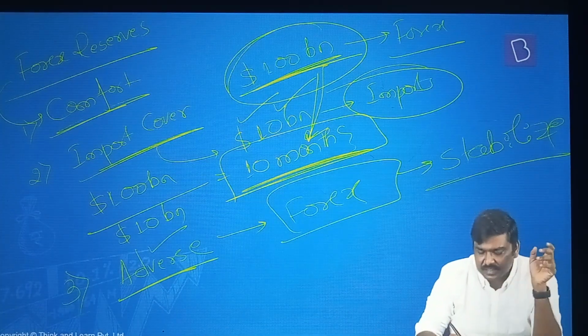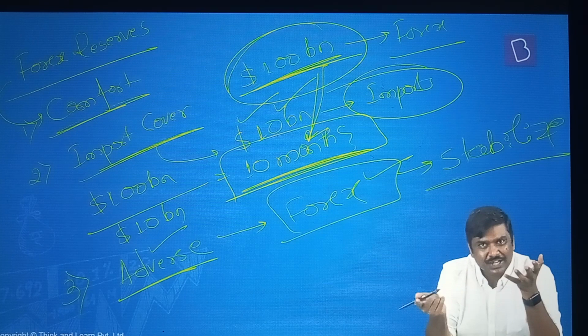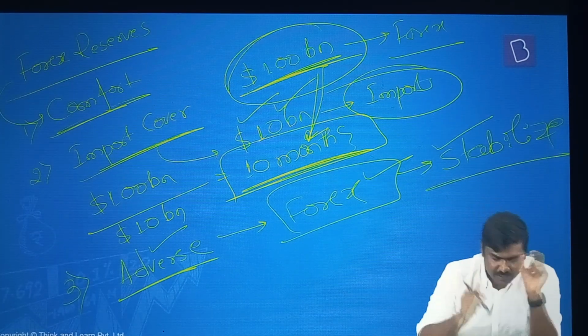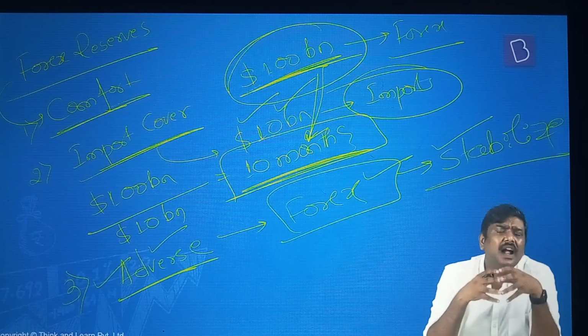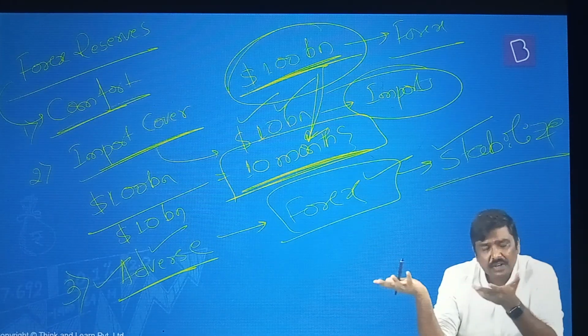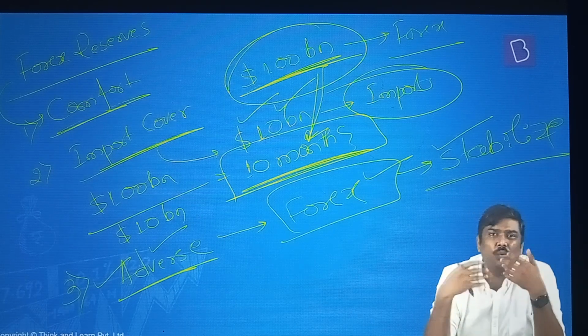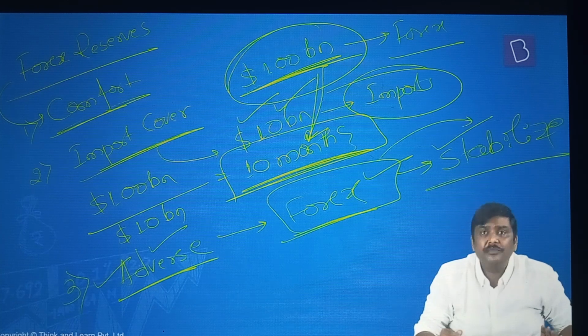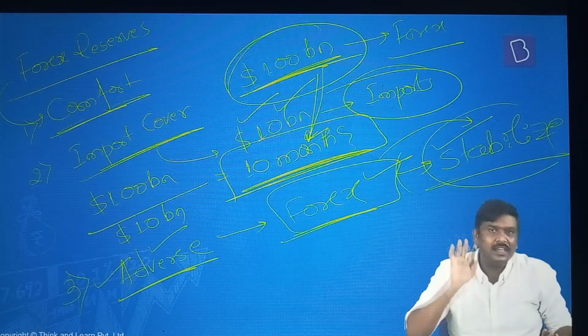Because if I start discussing now, first I will have to tell you what is exchange rate. Then only you will be able to connect it. What is the role of RBI? So let's not be worried about it. Just remember this. There are certain adverse events taking place in the economy, either because of internal factors or external factors, as a result of which there is volatility in the forex market. RBI intervenes in the forex market, uses the forex reserves to stabilize the exchange rate.